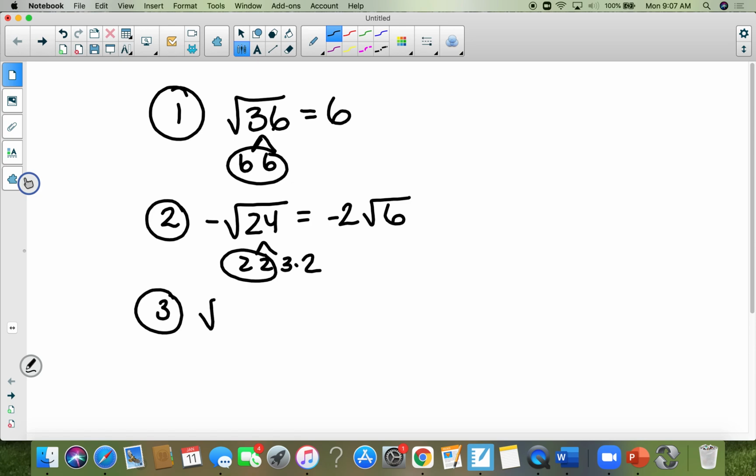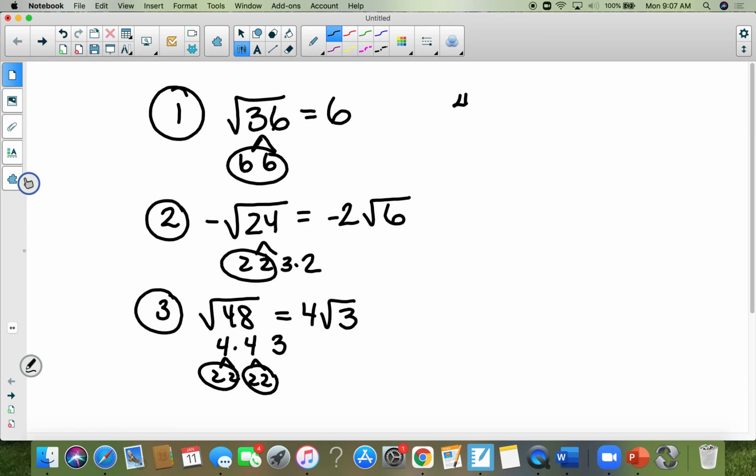Number 3 is the square root of 48, which is made up of 16 and 3, which is 4 and 4 and 3. And then this is 2 2's and 2 2's. I can take out 1 2, and I can also take out another 2. So the square root of 48 is 4 root 3.